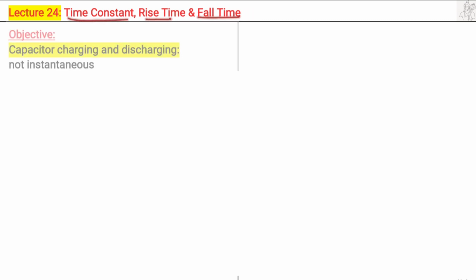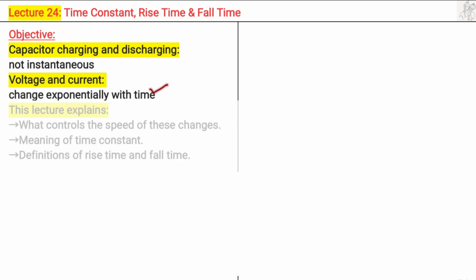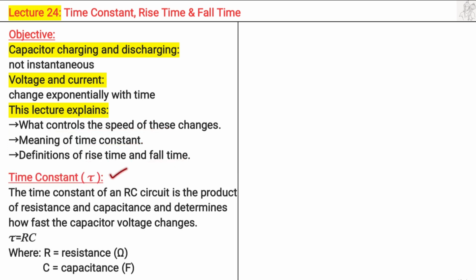Lecture 25, time constant, rise time and fall time. So capacitor charging and discharging is not instantaneous, and the voltage and current change exponentially with time. This lecture tries to explain what controls the speed of these changes, what is time constant, and what is rise time and fall time. So let's start with time constant.